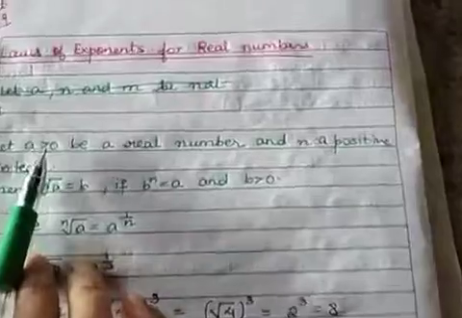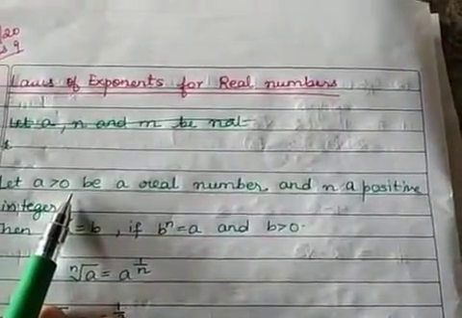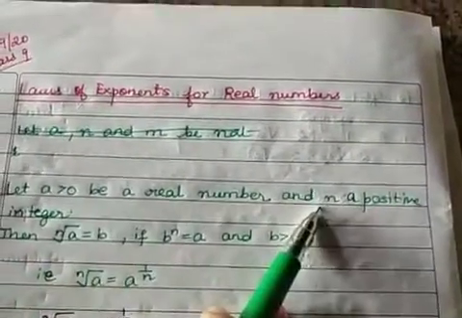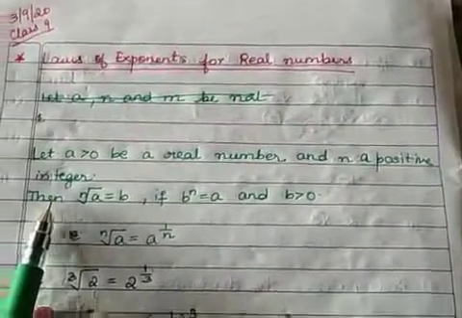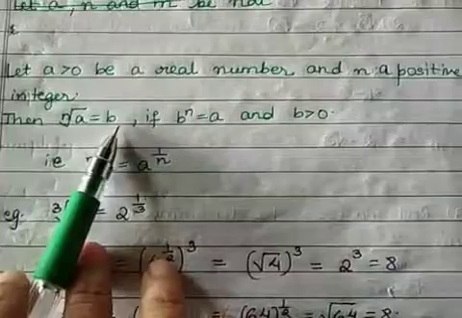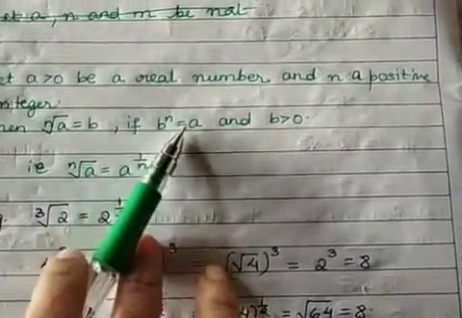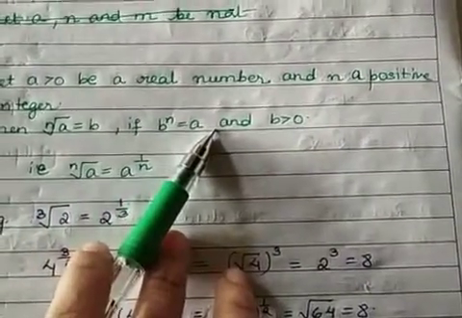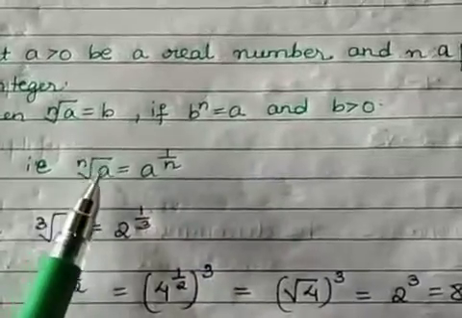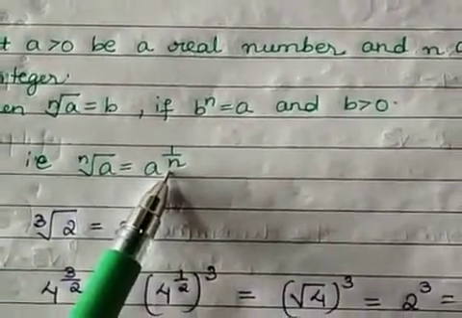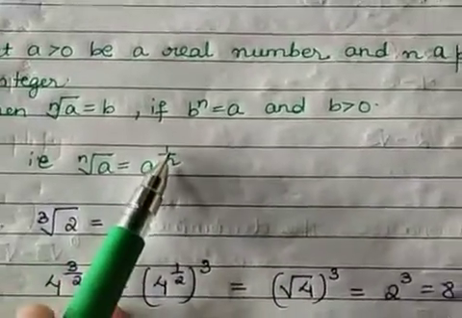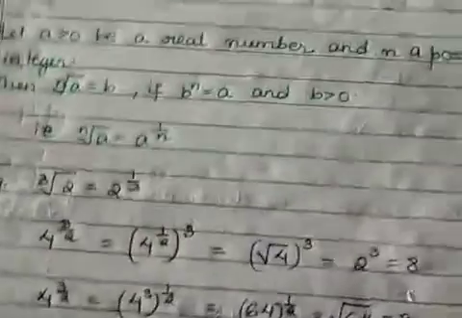Suppose you have a real number a which is greater than 0 and n which is a positive integer. Then nth root of a is equal to b if b raised to n is equal to a. In other words, nth root of a can be written as a raised to 1 upon n. So this is one of the main things that you have to know.